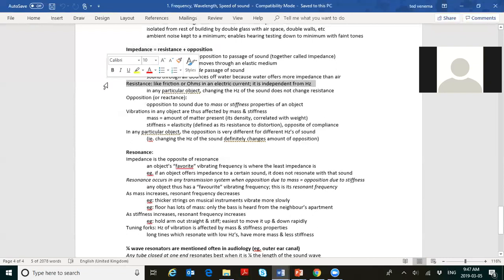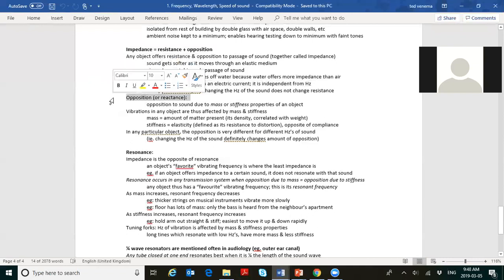Here, right there. Independent from frequency. Okay? Anything. The resistance in anything, in a trumpet or a clarinet or an air or an electrical wire, whatever. The resistance is going to be equal for any frequency. But opposition is different. Opposition is sometimes called reactance. And it depends on the mass and the stiffness of an object.